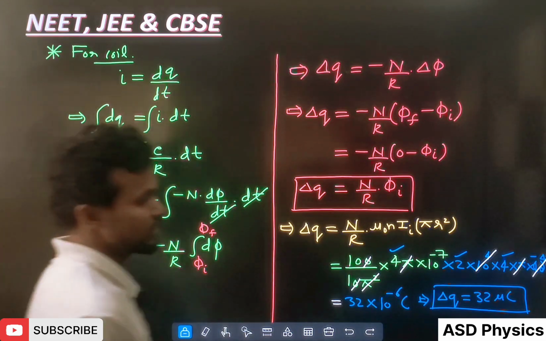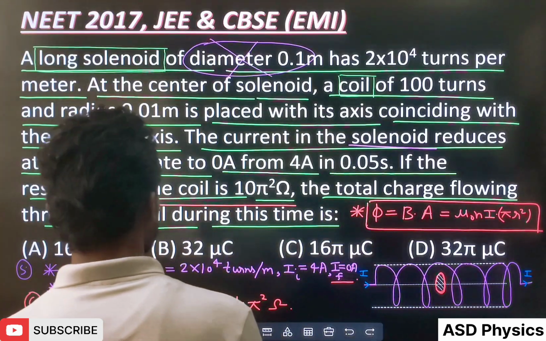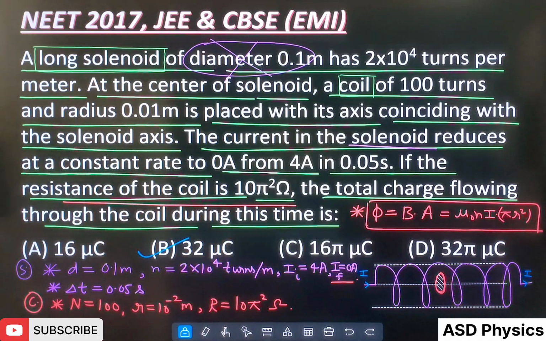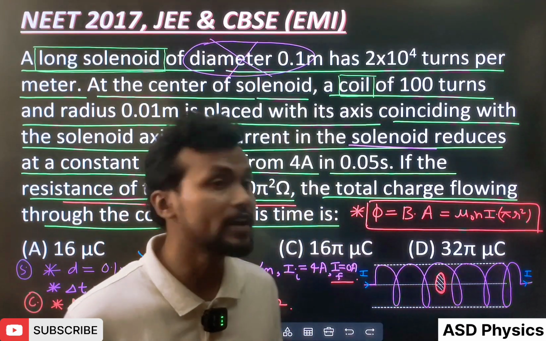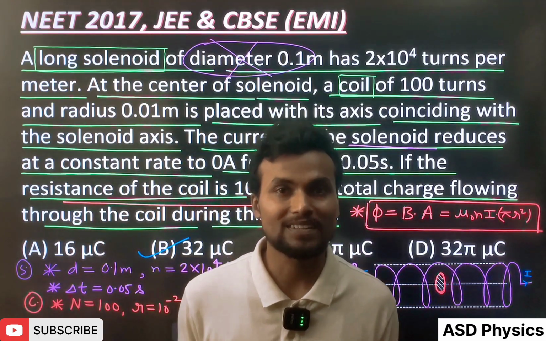So let's see which one is the correct option. 32 microcoulomb. The correct option is option B. So students, I hope this question based upon the solenoid and the coil is very clear to you. Keep studying, keep going.